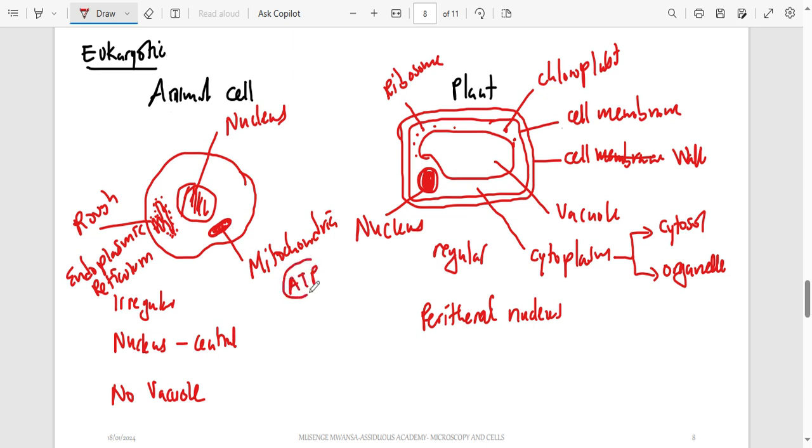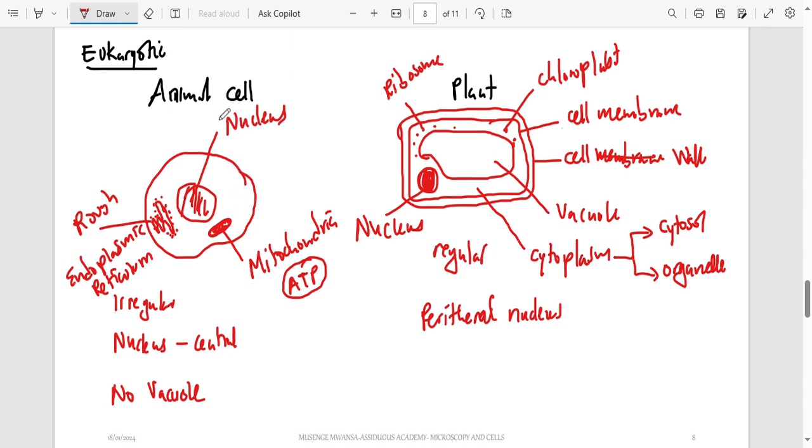ATP is known as the currency. Currency is money used to buy things, right? So ATP is known as the energy currency. It is the form in which we use energy in the body. You are going to have many other different structures like lysosomes. You are going to have a lot of other things. So these are some of the organelles.